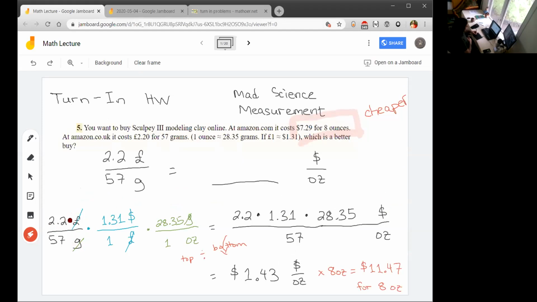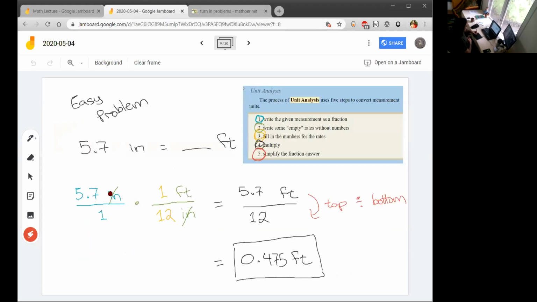Right? The blue fraction replaced pounds with dollars. The green fraction replaced grams with ounces. If I don't have anything in the bottom, if it's just 57 inches, then not only does this not get replaced, but I can't create something that goes there. And that means my answer will also not have anything in the bottom.